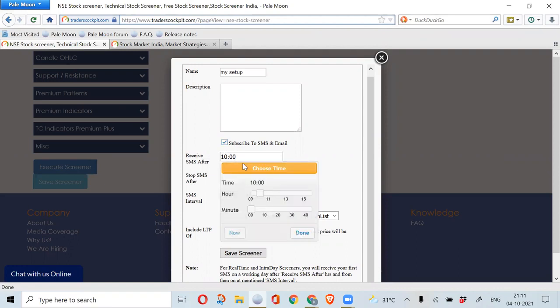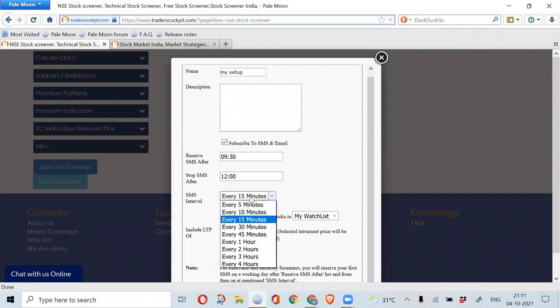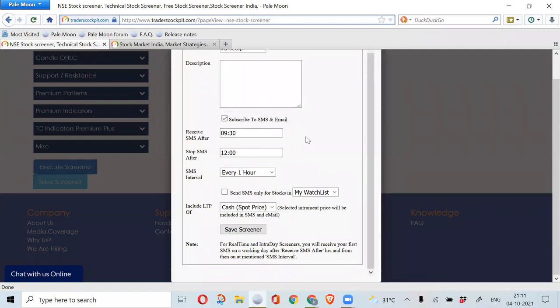So starting from morning 10:30 or 10 o'clock or 9:30, we can select the time frame. My ideal timings would be somewhere around 12 o'clock, and for every 45 minutes. So we select SMS interval because we don't want to be getting repetitive results for each and every screener. So we give a different time frame difference of at least 1 hour so that we don't get repetitive results for each and every stock screener condition.